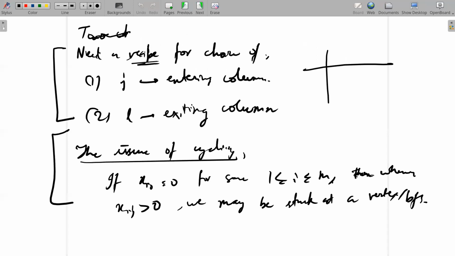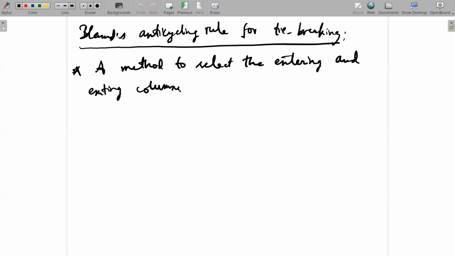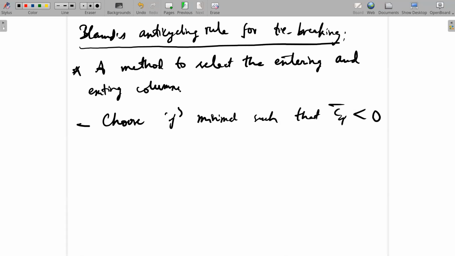That is, it's a method to resolve this first issue I was talking about. So, what exactly is the method? The method is very easy to specify. What will take us some time is to show that this method actually prevents cycling. Okay, so choose J minimal such that Cj bar is strictly less than 0.